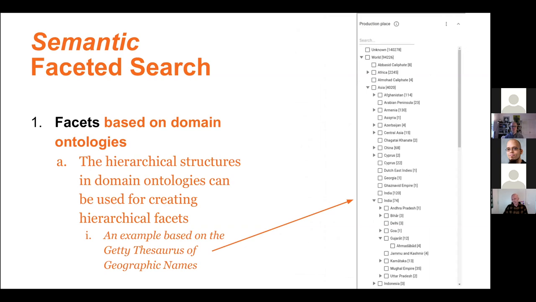And then if we have these domain ontologies in place, many of them contain hierarchical structures, and they are very effective when we want to create hierarchical facets. For example, when filtering by a place within India, we can see the full hierarchy of the Getty Thesaurus of Geographic Names used here as the basis for this facet.